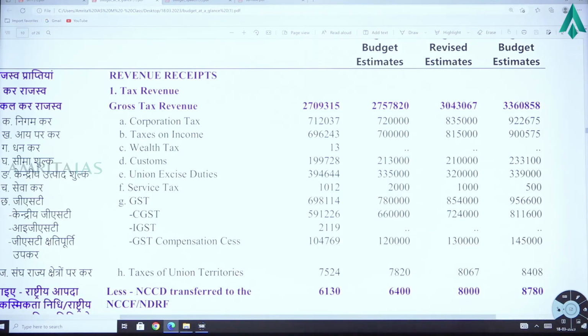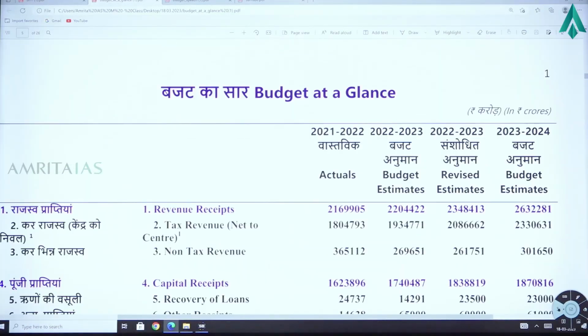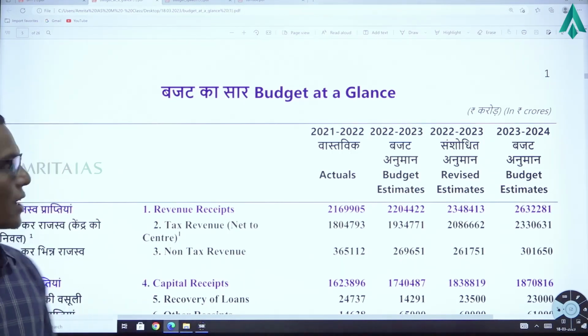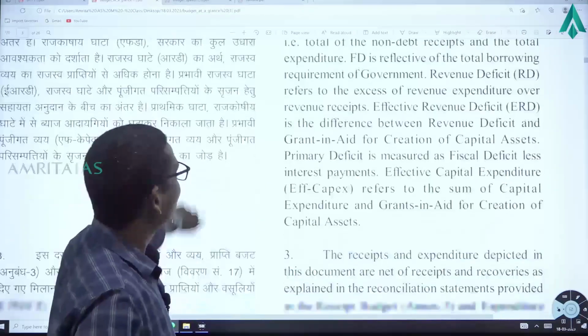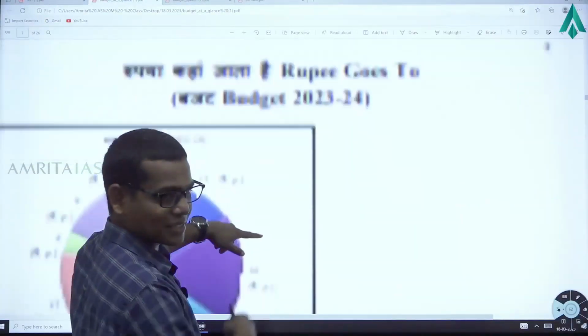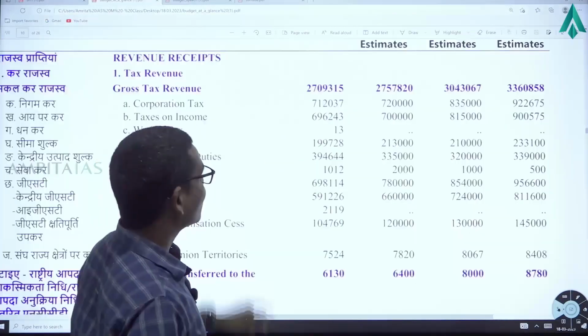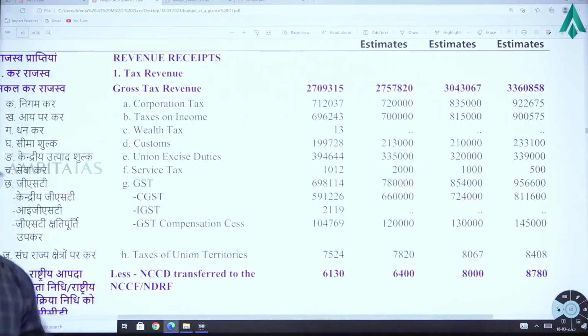In that, the center will get how much? 23. What about the remaining 10 lakh crore? Devolution. Devolution how much? 10 lakh crores. Is it clear? Did you ever see this after the budget is presented? In the newspaper also, at least have you seen? So net is 30, total gross is 33, net to the union is 23. 10 is the devolution according to the Finance Commission.